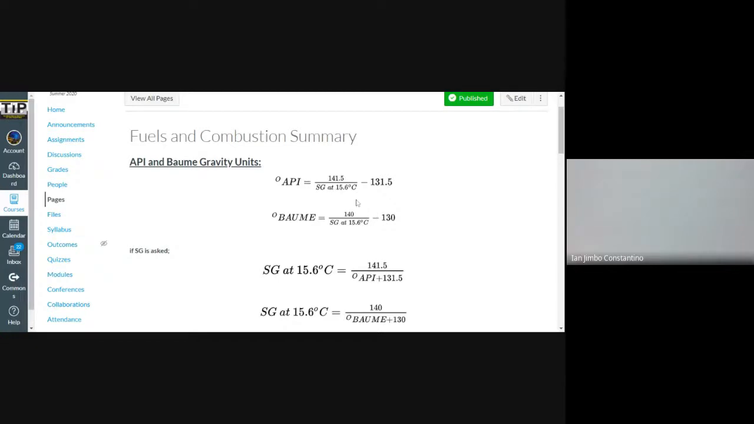As you can see, in both formulas, you can distinguish the difference between them. At the API, the first part, or the numerator part, is greater by about 1.5, and then the last part is greater by 1.5 also.